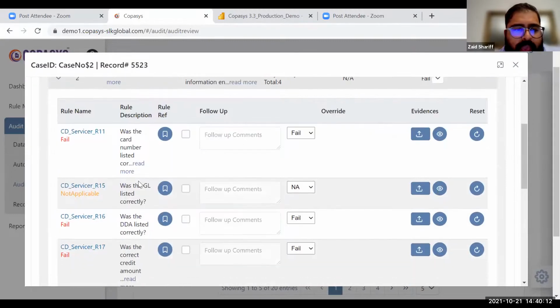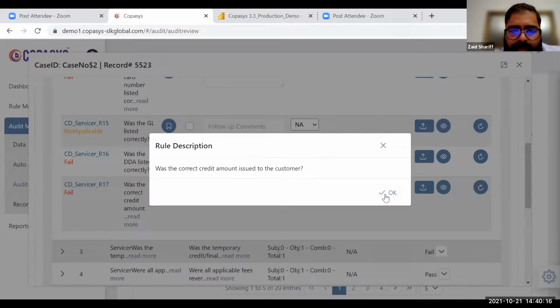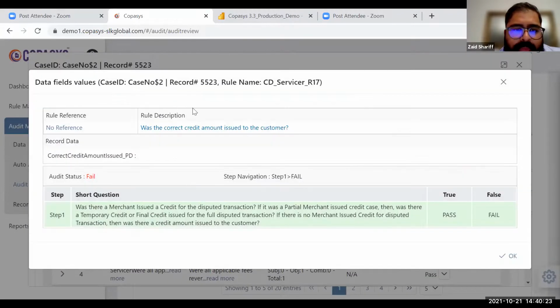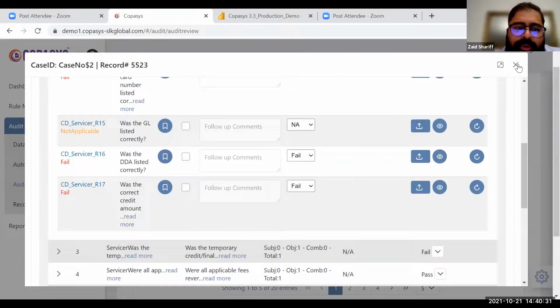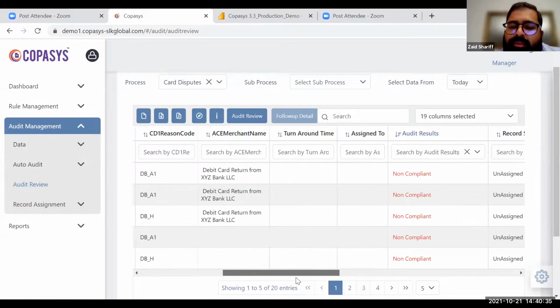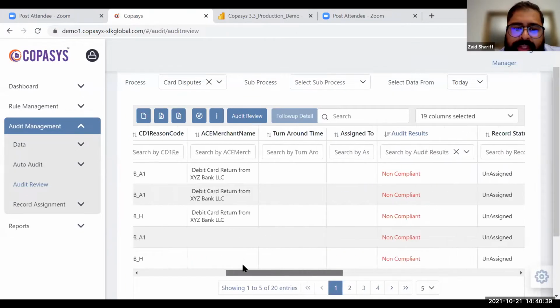So as you can see, we have different rules, for example: was the correct credit amount issued to the customer? You can go in and see this was a fail, because the underlying data was left blank. So there are rules that would execute, and this is giving you insights into the compliance and non-compliance of the testing.